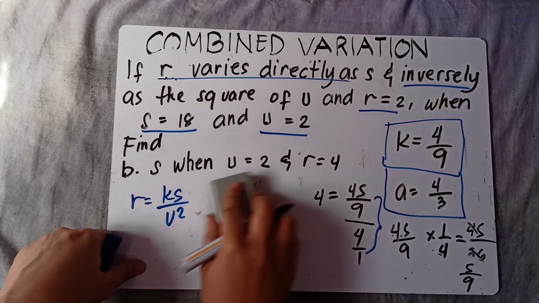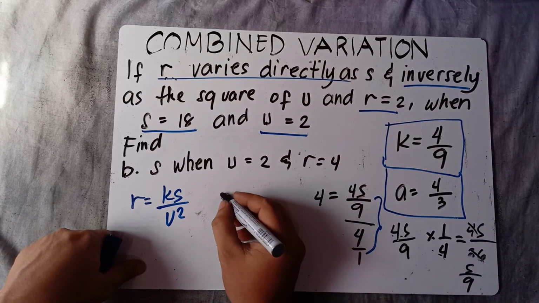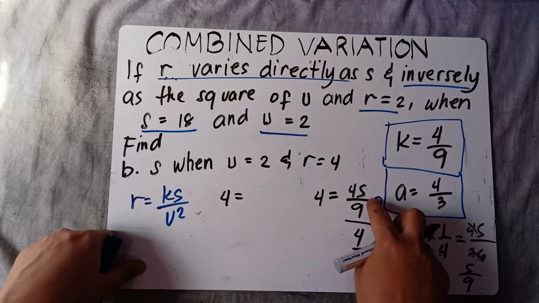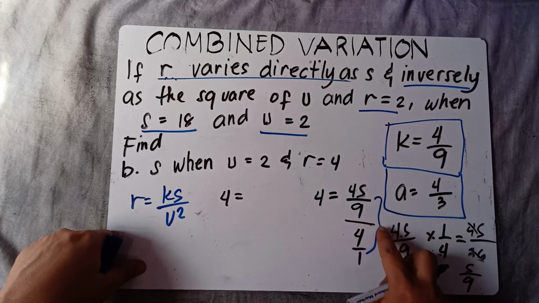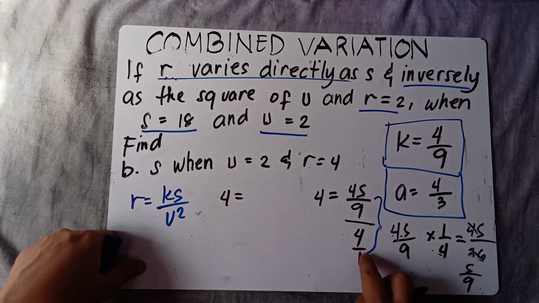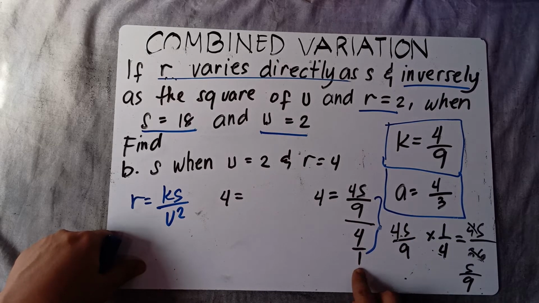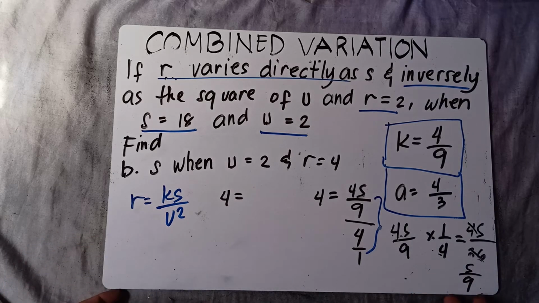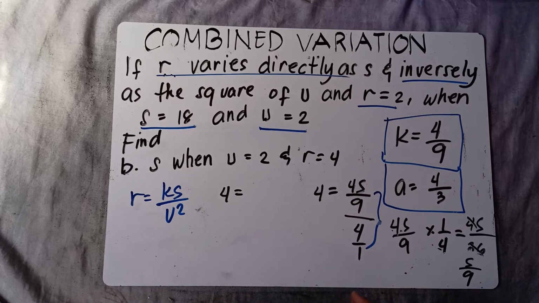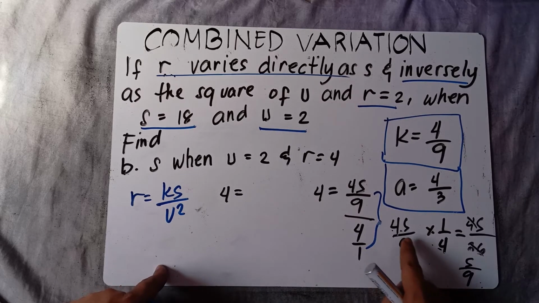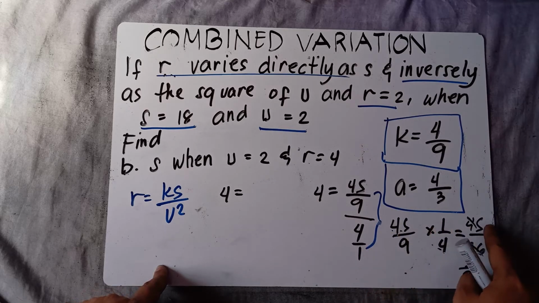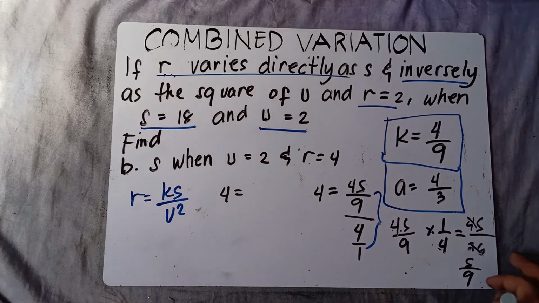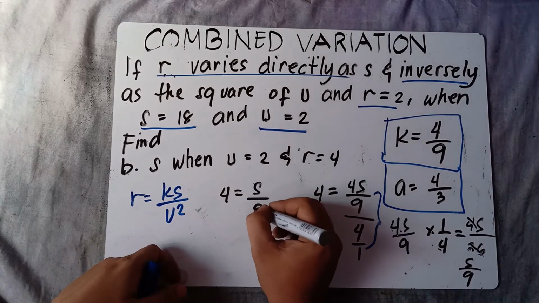So let me erase this one. We have 4 equals S over 9. We divide 4S over 9 by 4, and 4 has a denominator of 1. So 4S over 9 divided by 4 over 1, we get the reciprocal, because in fractions we need to get the reciprocal. The reciprocal of 4 over 1 is 1 over 4. So multiply: 4S times 1 is 4S, 9 times 4 is 36. Reduce by 4, so we have S over 9.